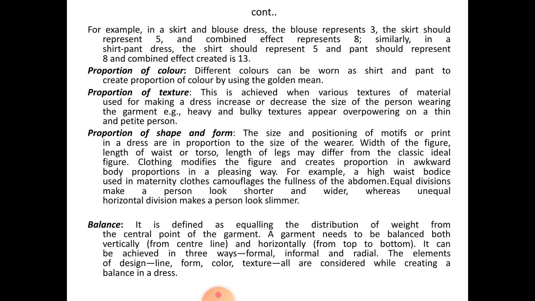So next is balance. It is defined as the equal distribution of weight from the central point of the garment. A garment needs to be balanced both vertically from the center line and horizontally from top to bottom. It can be achieved in three ways: formal, informal and radial. The elements of design, line, form, color, texture are all considered while creating a balance in a dress.